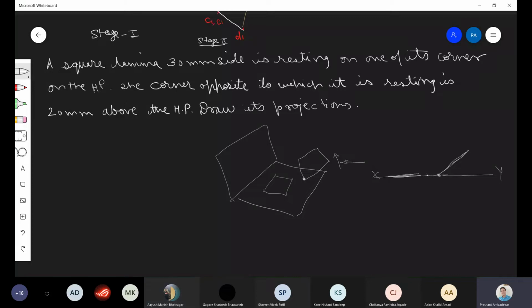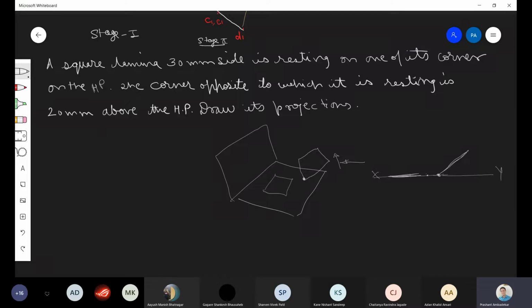Yes, sir. See, the question will not be a straightforward question where it will be given all the time that it is inclined to HP. It will not be the case. You have to understand it from the sentence. I am repeating it for those who have not understood. A square lamina means one view will show us a square, and the other view will show us a line. Which view will show the line? The line will be seen in that view which is inclined.